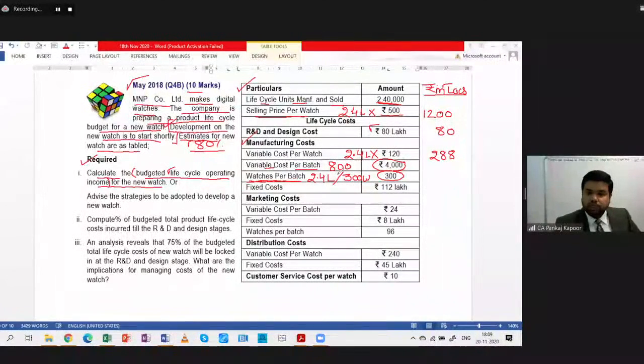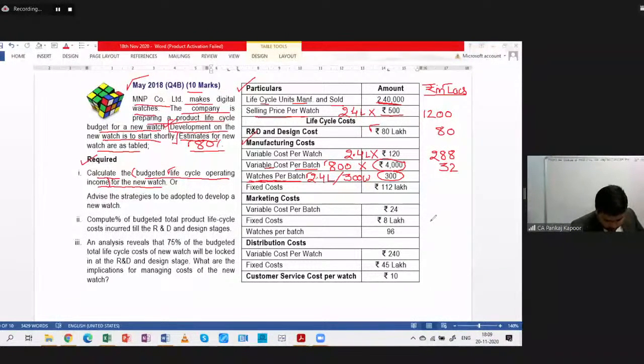Again, please see along with me. How many batches do we need to produce, friends? 2.4 lakh watches we need to manufacture, and each batch size is 300 watches. Hence, 800 batches we need to process. And what is the batch processing cost? 4,000. So 800 into 4,000. This will become 32 lakh. Agreed?